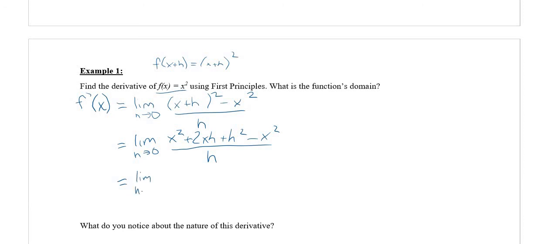Let's collect some of those like terms. Don't forget your limit definition, and don't forget the equal sign goes just to the left of it. Now, let's take a look. We have x squared and minus x squared, so those go away. So we have 2xh plus h squared all over h.